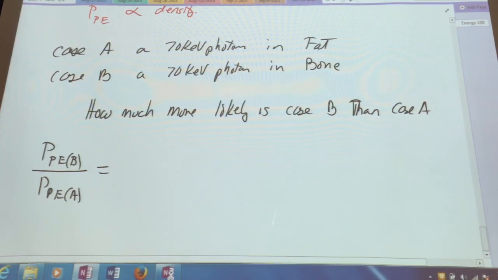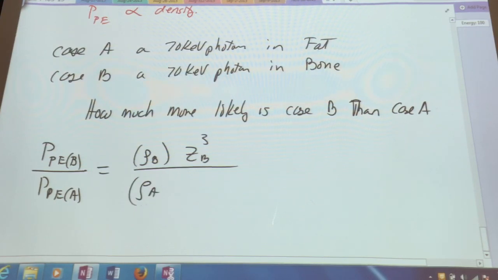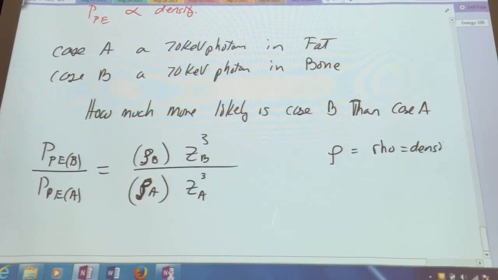All right, so this goes easily enough. This goes as the density in B times the ZB cubed divided by the density of A. I'm using the symbol rho for density. This is a Greek character rho. Yeah, that's what I'm going to use.